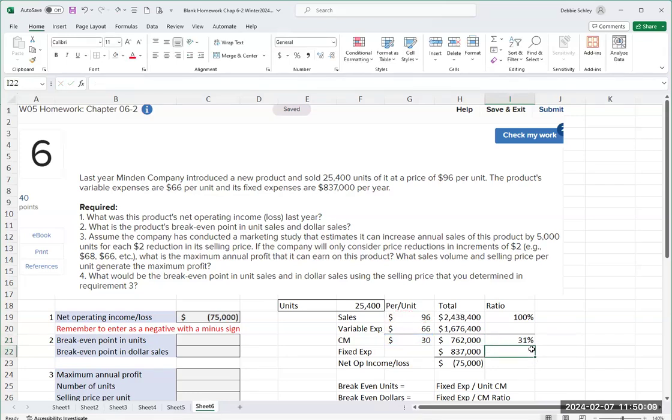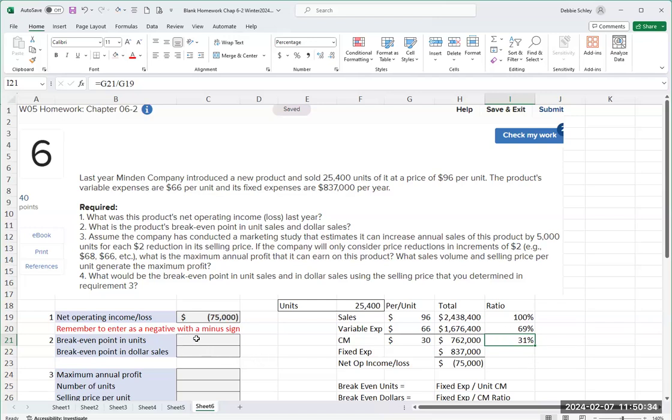Okay, so my contribution margin ratio is 31%. And you don't have to do this, but just for fun, my variable expense ratio is the difference between 100% and 31%. So you don't have to figure that out, but I did because sometimes I do extra things.